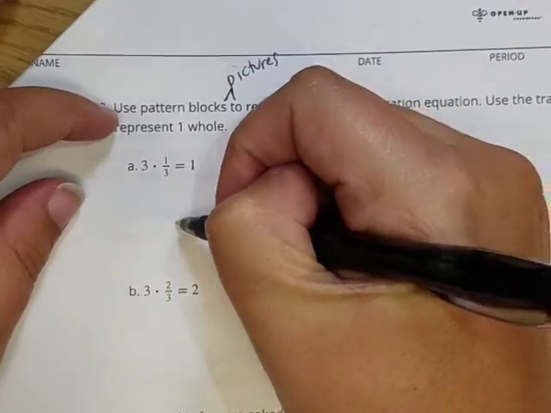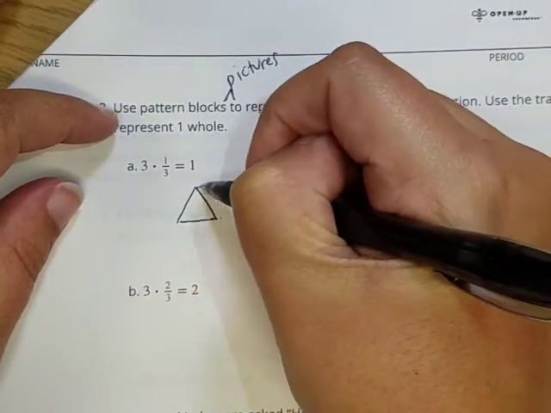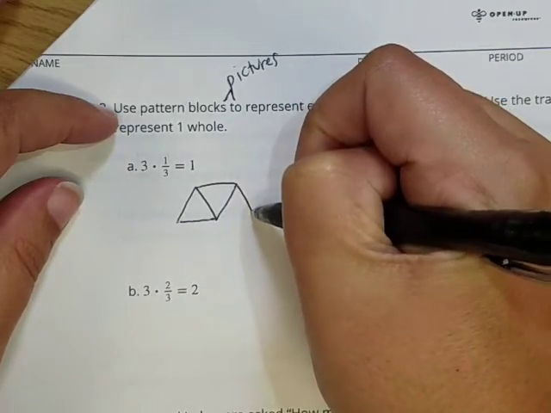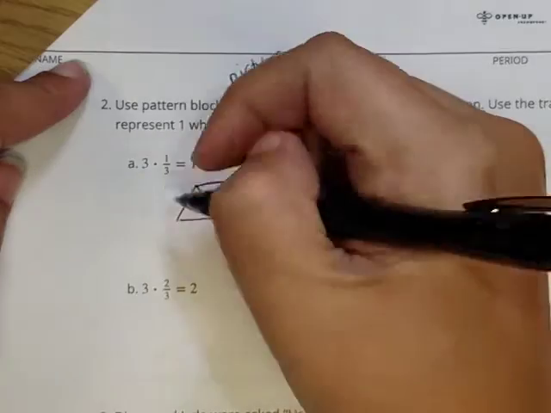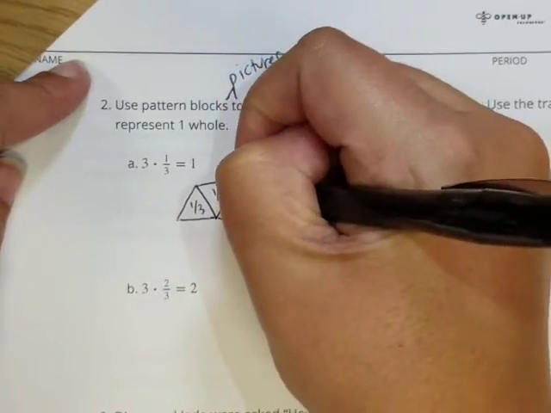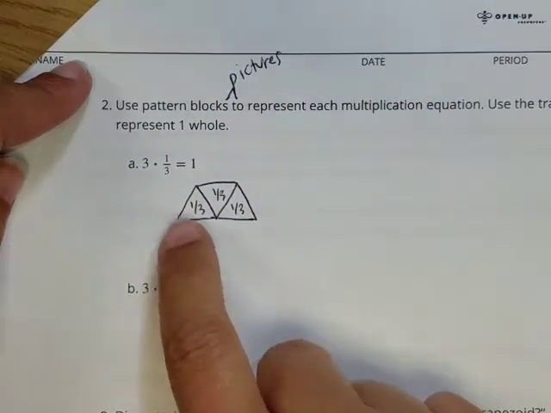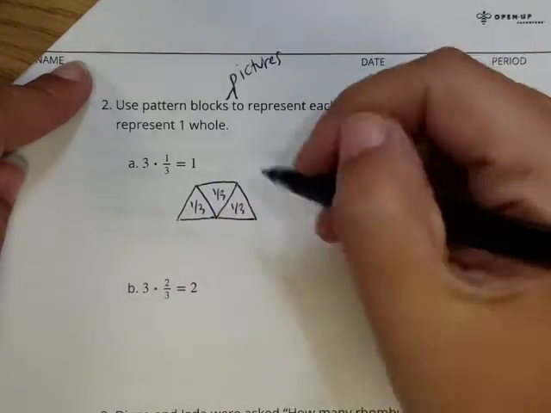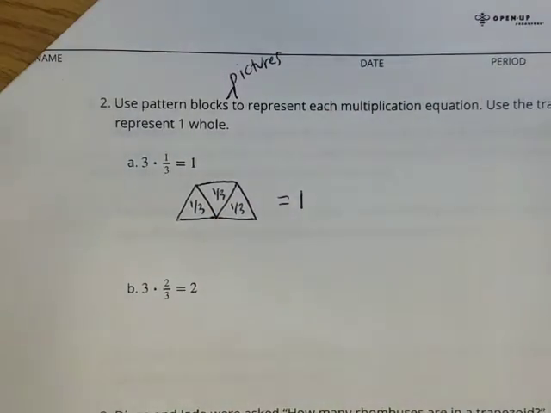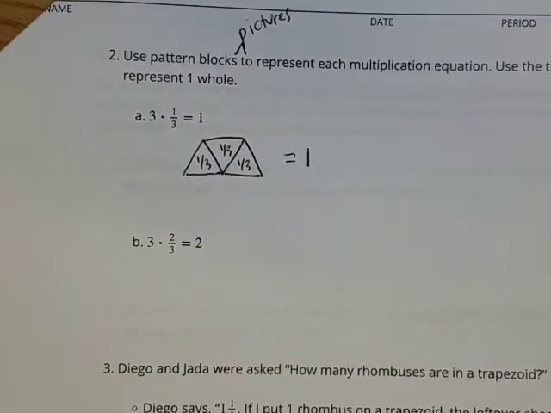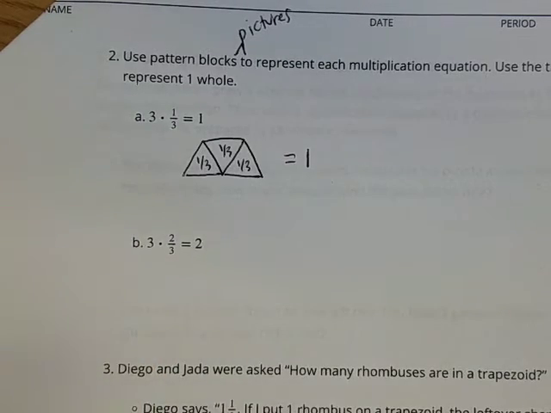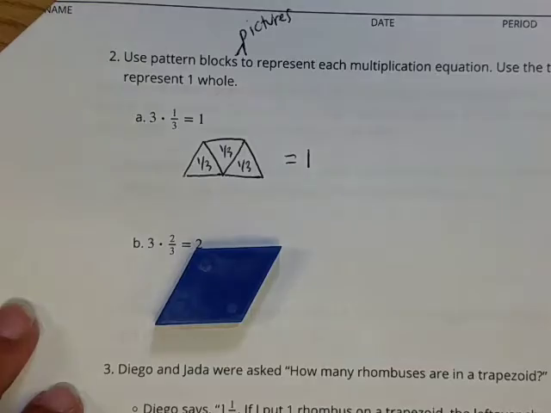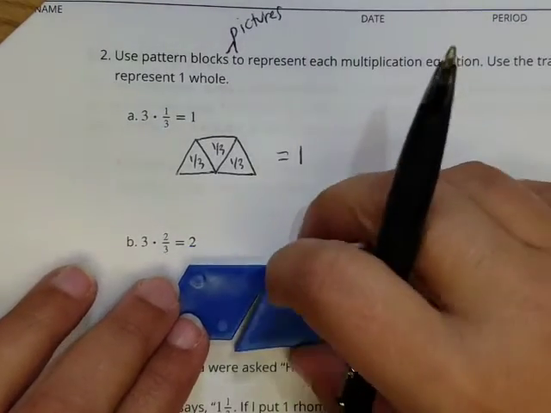And a good thing to do is try to put them together. And then it looks like this makes a trapezoid. So this is 1/3, 1/3, 1/3, and 1/3 plus 1/3 plus 1/3 does give me 1 whole. The next thing they want to do is make 3 groups of 2/3. The 2/3 were the rhombus. And they want 3 of those, so I'm going to just put them like this.